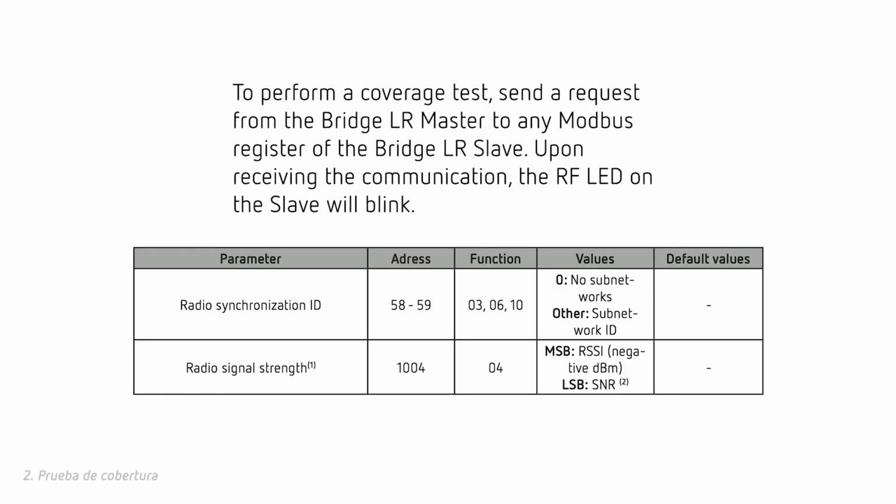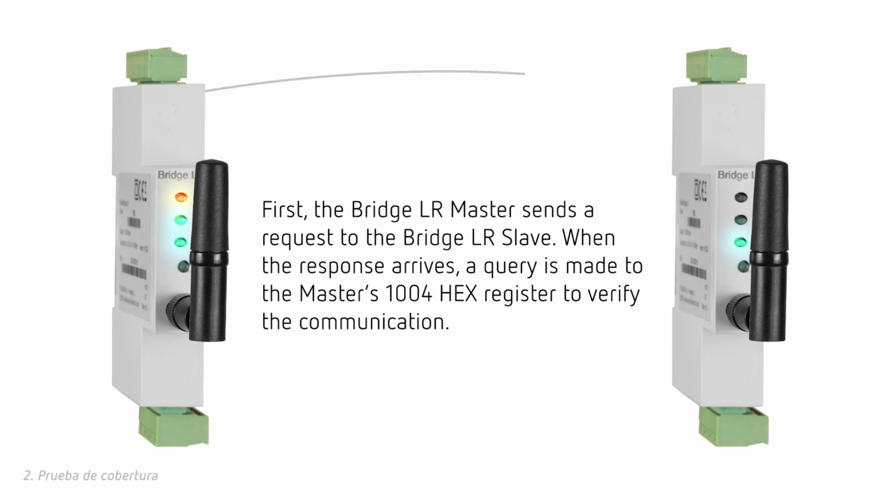To perform a coverage test, send a request from the bridge LR master to any Modbus register on the bridge LR slave. When the communication is received, the RF LED on the slave will blink. First, the bridge LR master sends a request to the bridge LR slave. When the response arrives, a query is made to register 1004 on the master to verify communication.